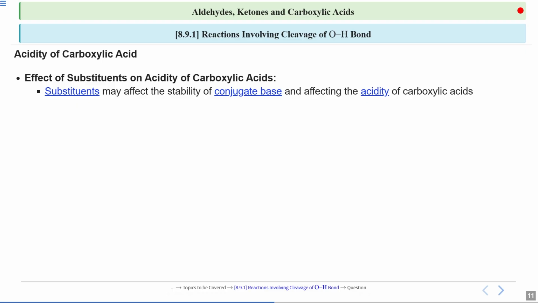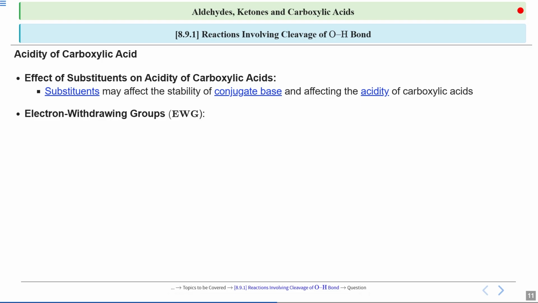So substituents can affect the stability of the conjugate base, which in turn affects the acidity of carboxylic acids. So how is the conjugate base formed? I hope you know. It is formed when the acid donates its proton. So its stability is crucial for determining how acidic the compound is.